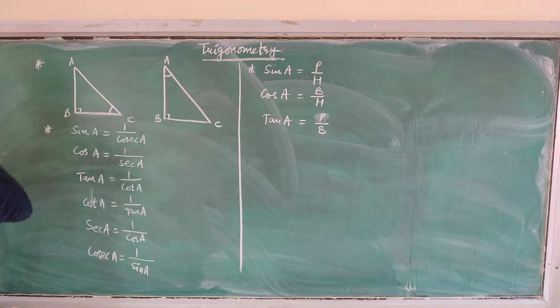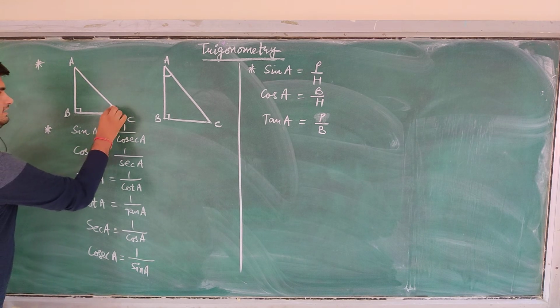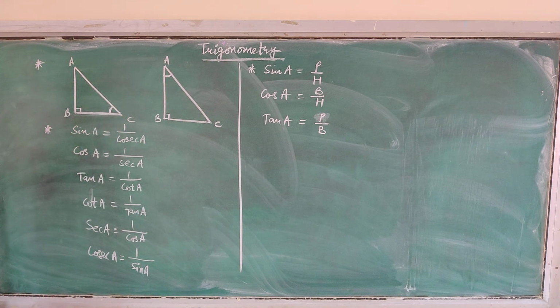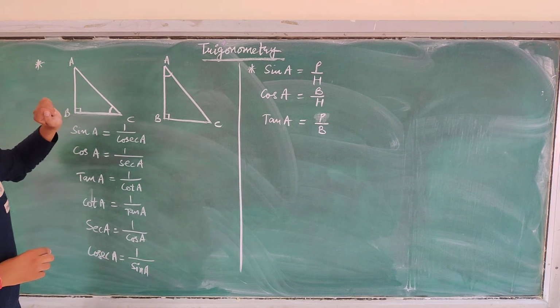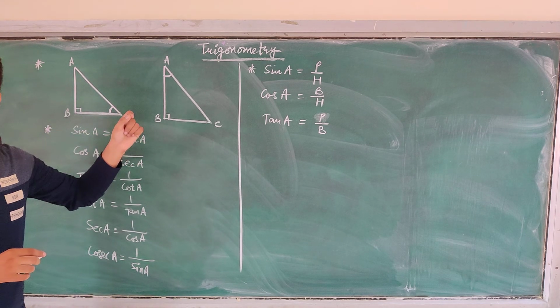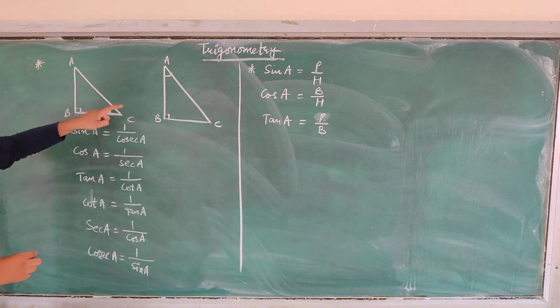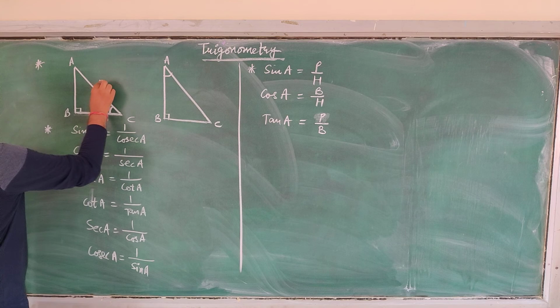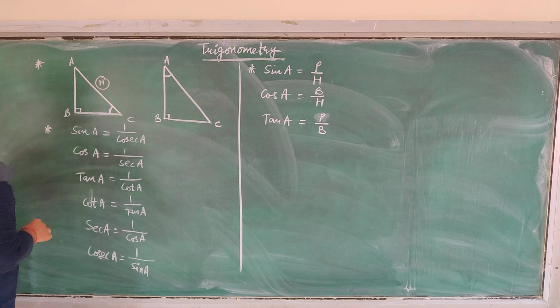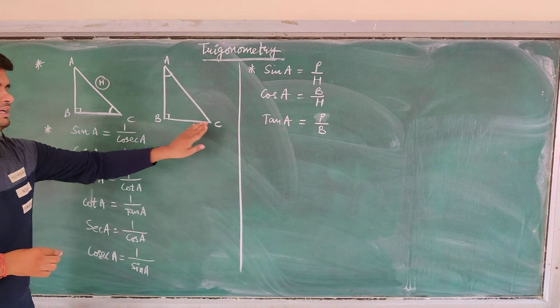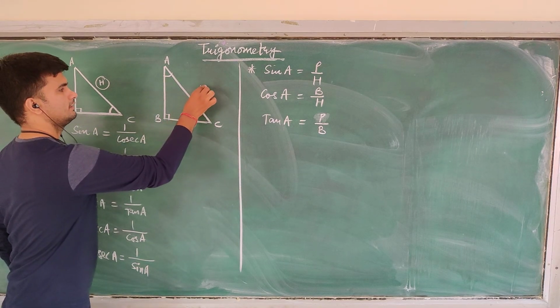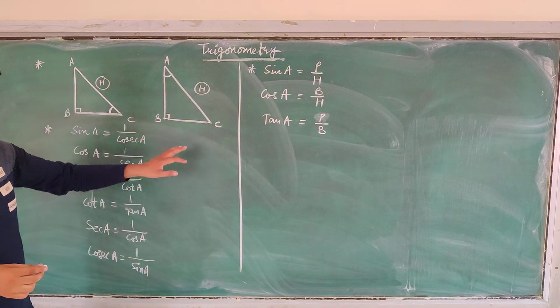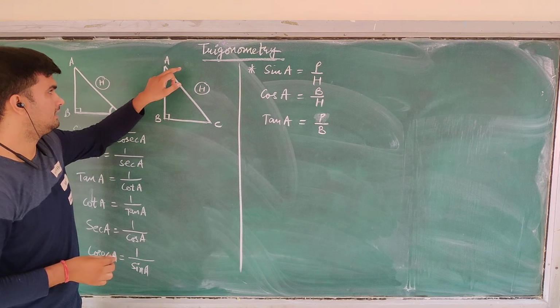Now see in this first figure I have mentioned this angle C. Right? In a right angle triangle, the greatest length, see here, the greatest length is AC. It is called the hypotenuse. And for this triangle ABC also, this AC is the hypotenuse. But in this triangle, I have mentioned this angle A here.